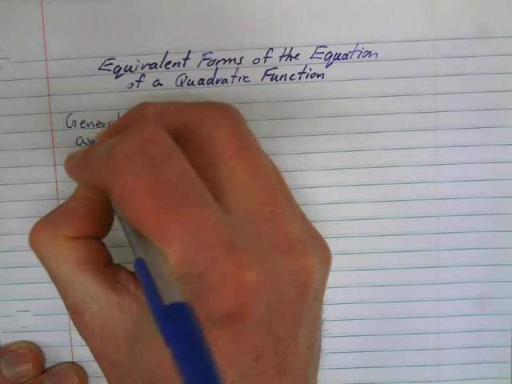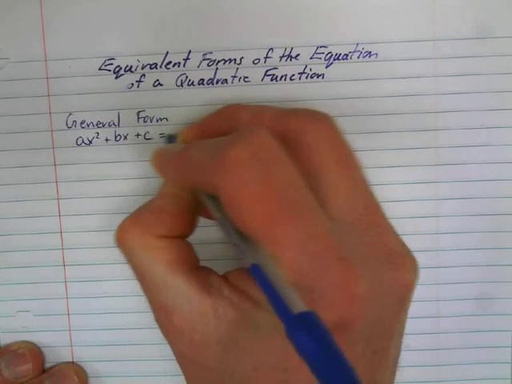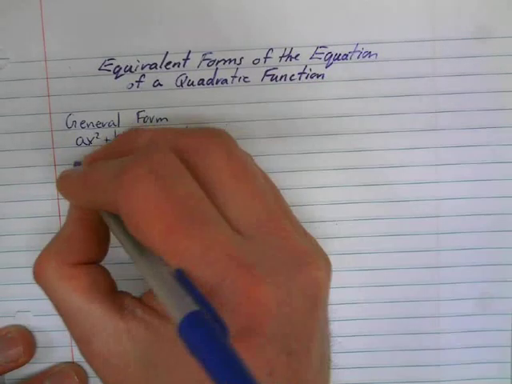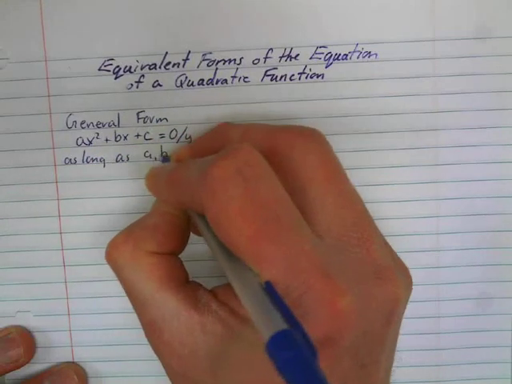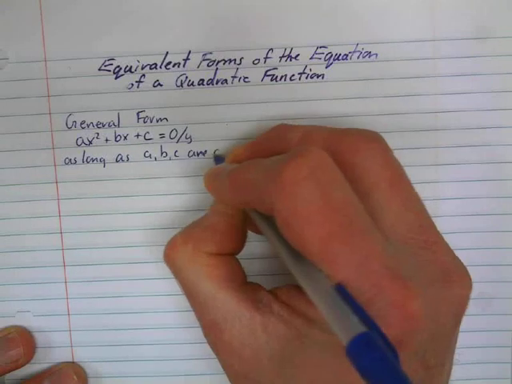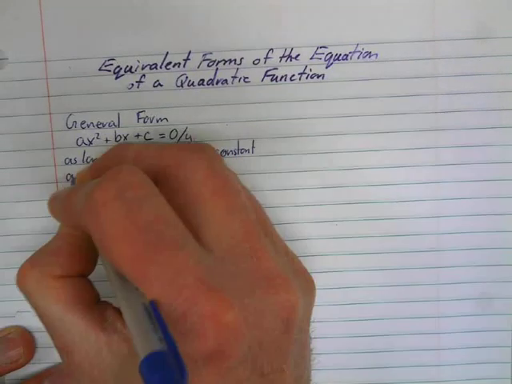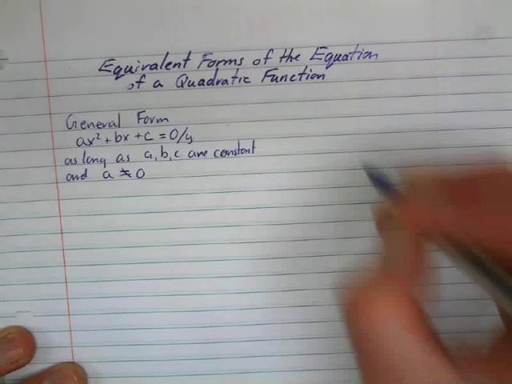which is ax squared plus bx plus c is equal to 0 or y, however you want to look at it, as long as a, b, and c are constant, which means they do not change, and a cannot equal 0.